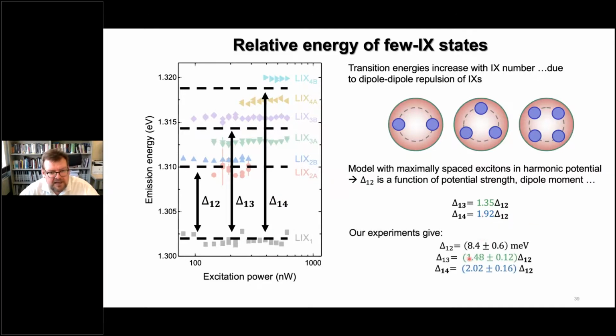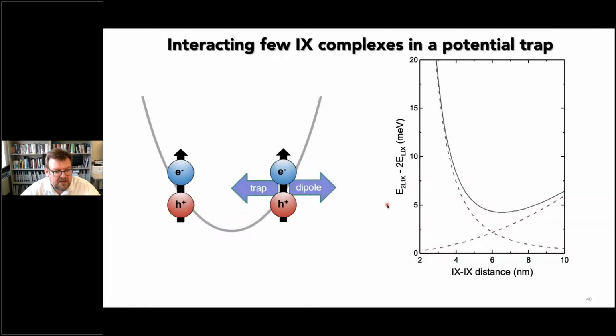Experimentally, we see remarkable agreement with these numbers, despite the horrific simplicity of our model. We see a ratio of about 2 for delta 1,4. For delta 1,3, we see about 1.4. Within the error bar, it's exactly what we would calculate. And that allows us to vary the characteristic trapping potential and try to get an idea how far apart the excitons are. So that was the classical part.